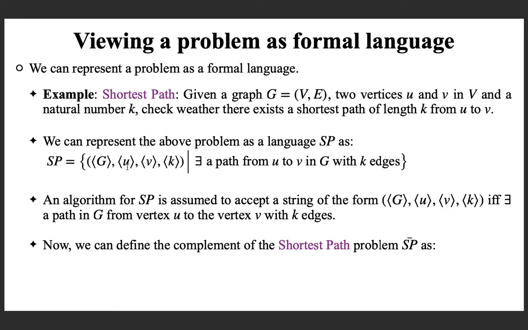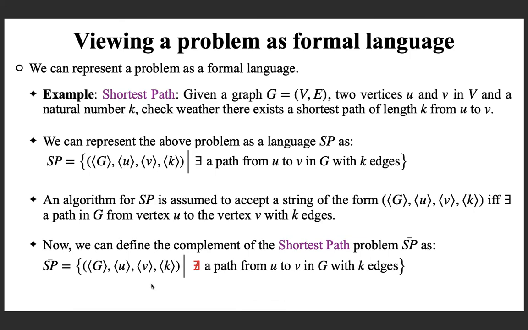Now, once you represent a problem as a formal language, you can talk about the complement of that problem, or the complement of the shortest path problem. Here it is: the set of all quadruples of binary strings such that there does not exist a path from u to v with the length k. That is the complement. Okay, and the only thing that you have to remember from here is that there exists a complement for a problem. That is the only thing that you need.